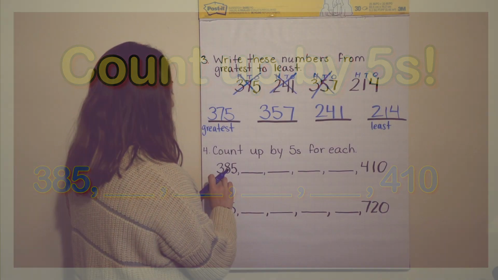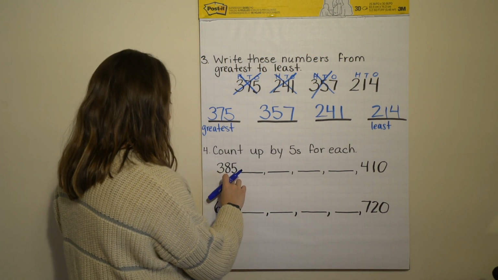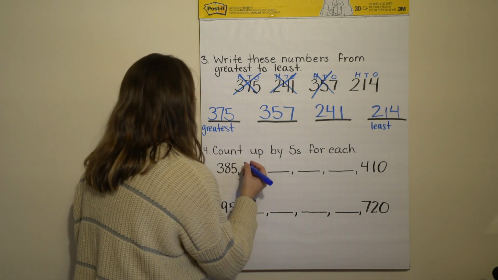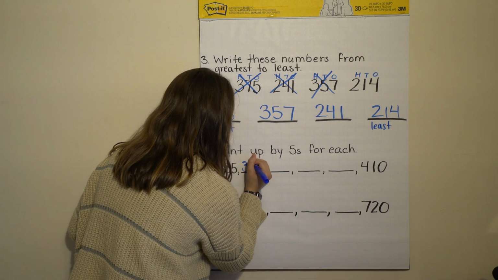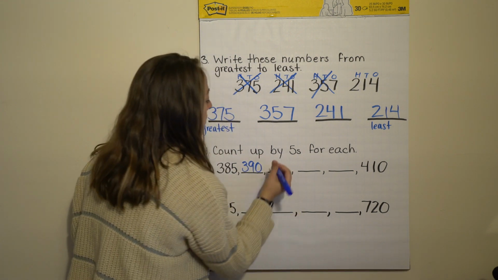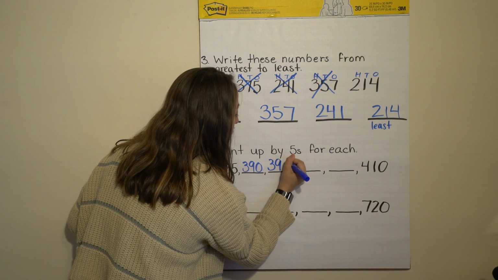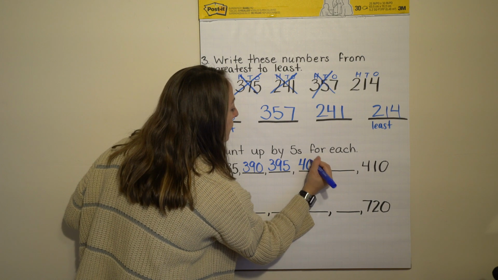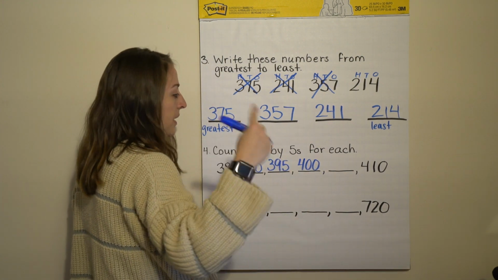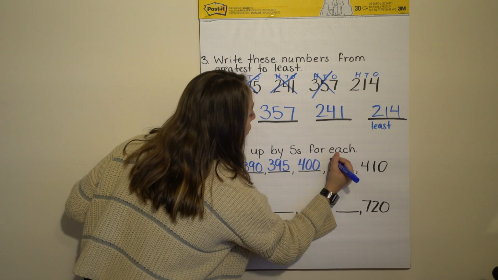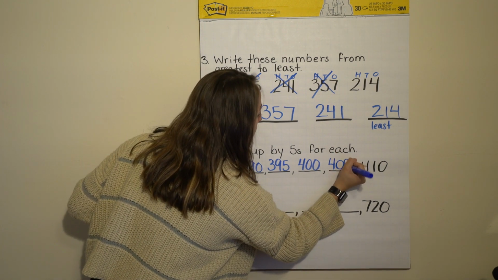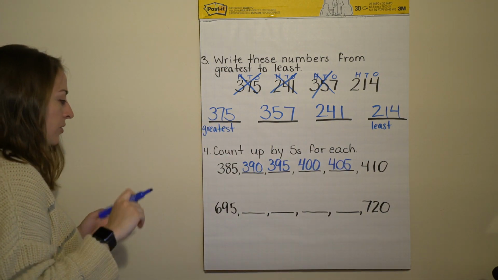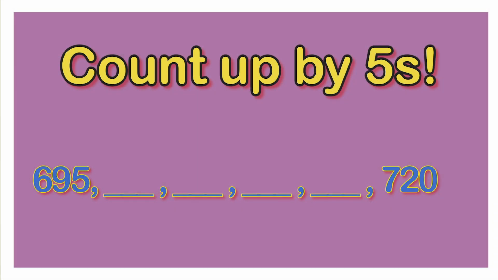Okay, so we have 385. Now I know there's a 0 in the ones place for this next part. So 385, 390, 395. Oh, I'm really close to the next 100, so that's going to be 400. Now I'm starting to count by fives over again. So 405. And then 410. All right, so now I want you to do this next part by yourself.